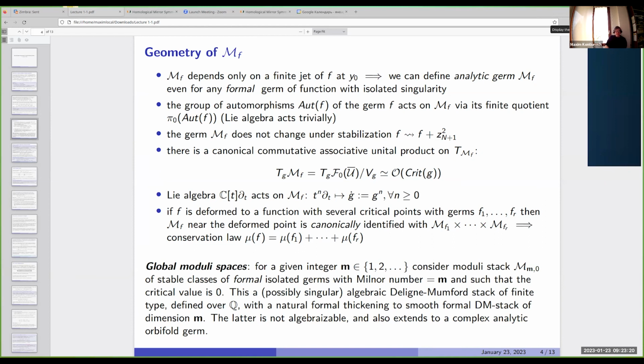And there's also a kind of funny feature. We have not only formal germs from this construction, but analytic germs. It also extends to a complex analytic orbifold germ. And then we can speak about functions which are like formal power series with rational coefficients and still convergent. So it's a kind of mixture between formal and analytic geometry.